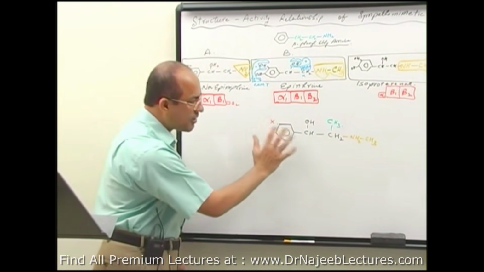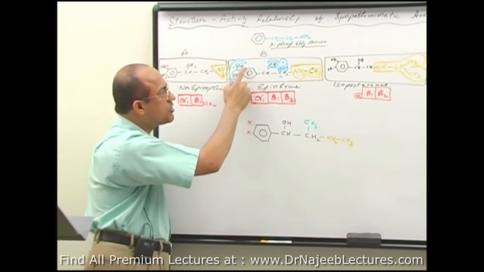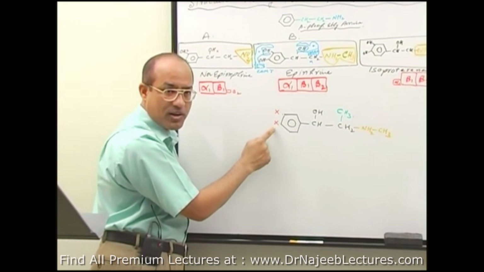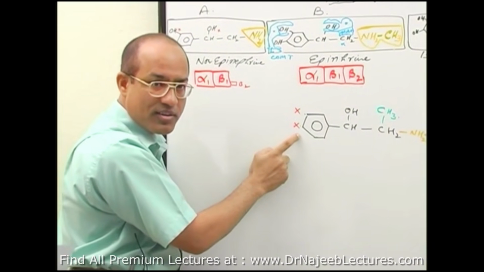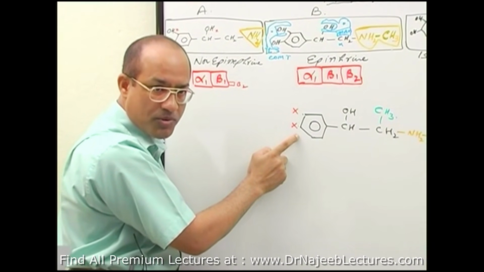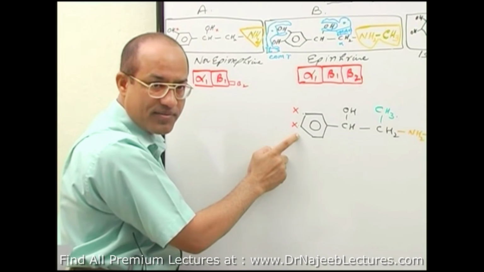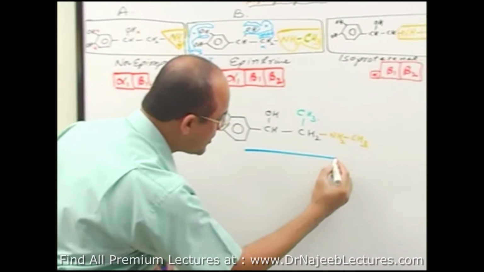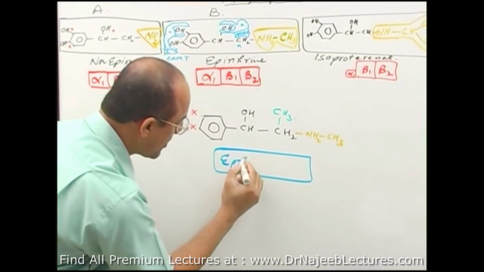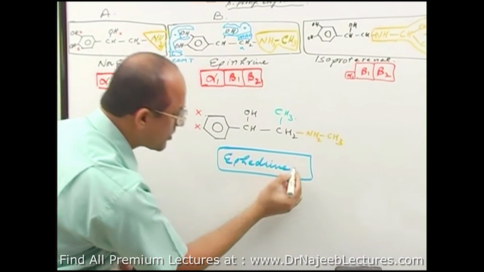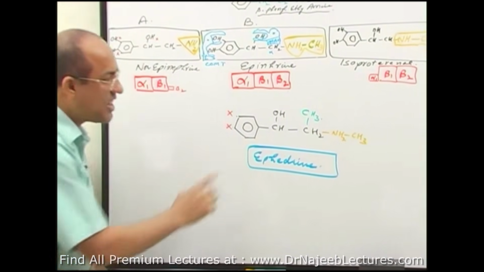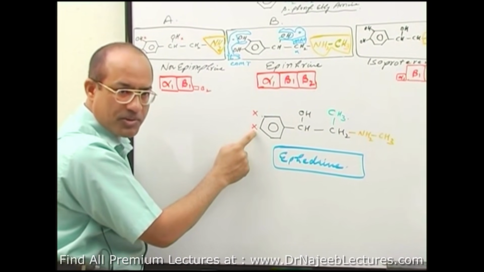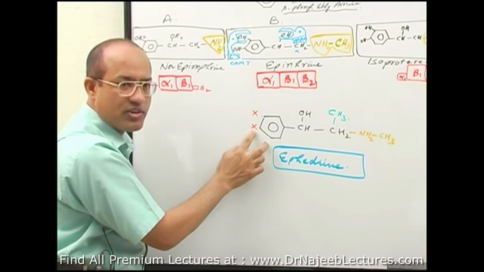Number one, step by step we'll move. When we remove these two hydroxyls, the drug becomes less polar and more lipid soluble. So it means this drug can cross the GIT barrier, it can be absorbed from the GIT, it can also cross the blood-brain barrier, right? First of all, what is the name of this compound? This compound is ephedrine, right? Now, when you remove these two hydroxyls, it becomes more lipid soluble, it can be absorbed from the GIT, it can cross the blood-brain barrier, it can act in the central nervous system.